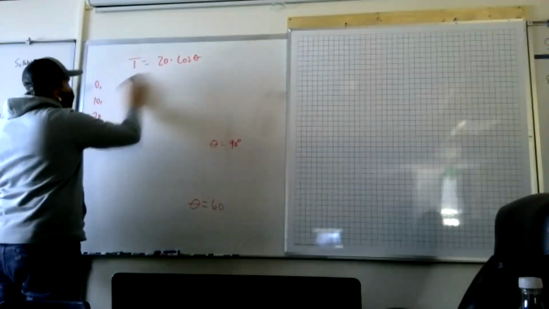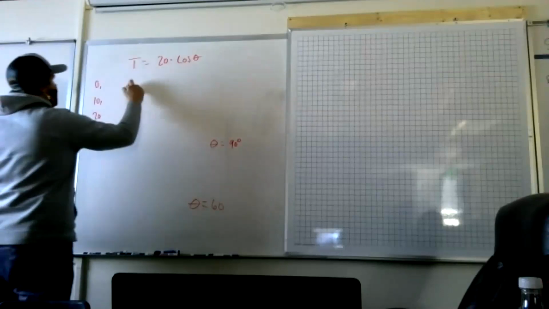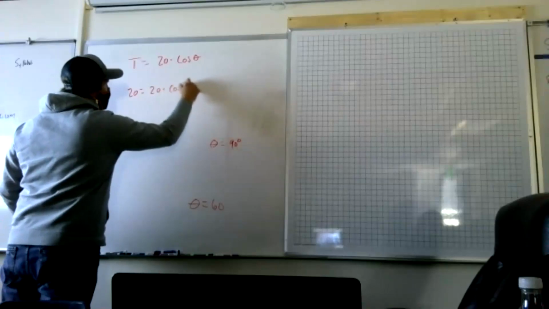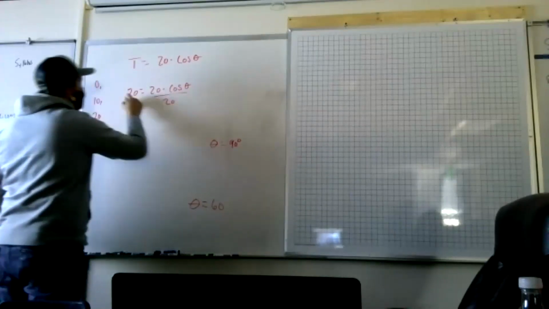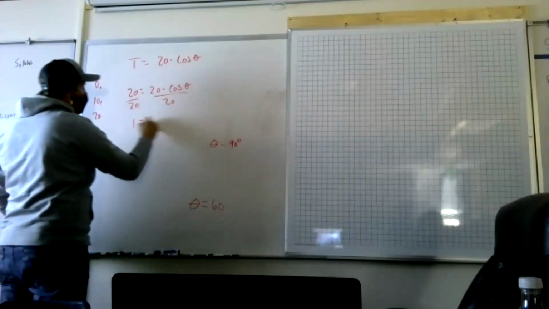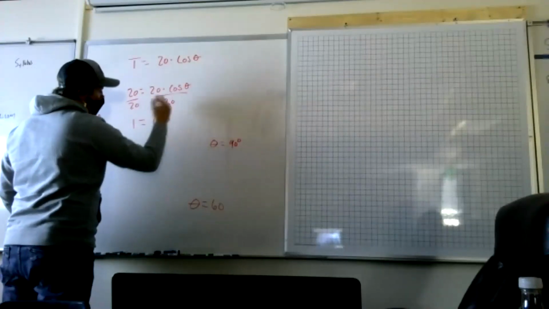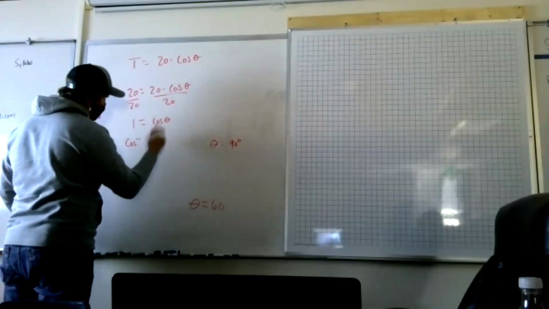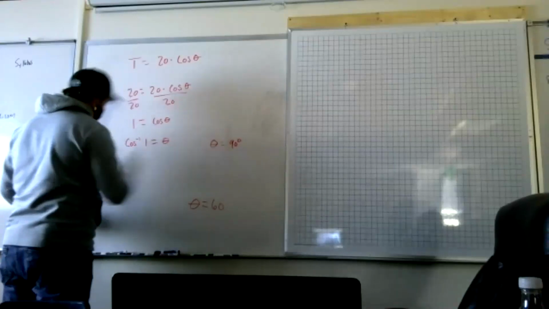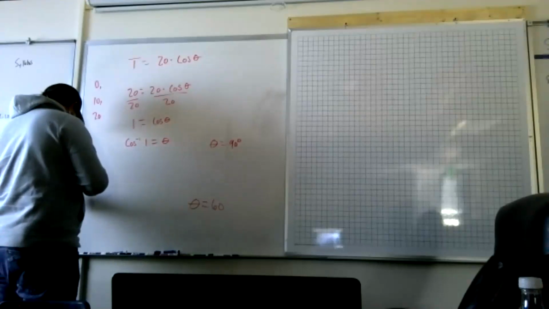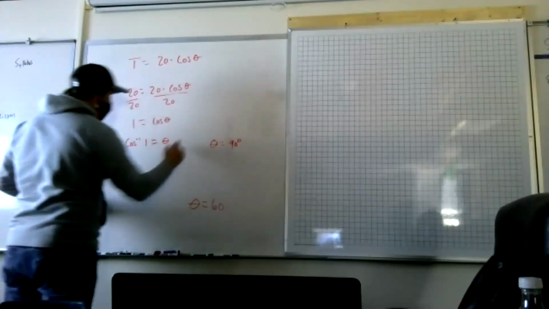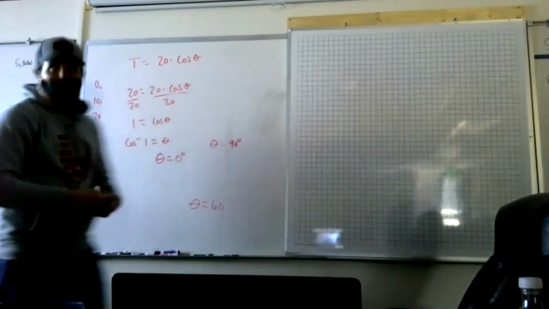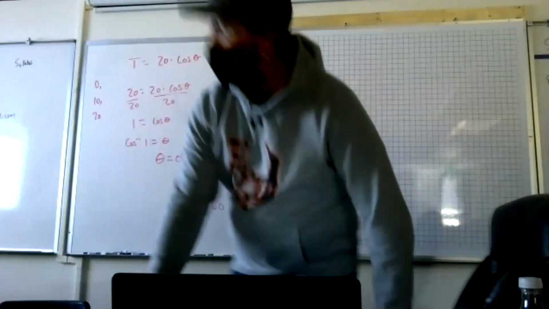Well, I still set it up the same way. I still solve it the same way. 20 is equal to 20 times the cosine of theta, divide by 20 on both sides. 20 divided by 20 is 1. Cosine of theta equals 1, so I have to take cosine inverse. The inverse cosine of 1 is equal to theta. Plug in 1, and I get that theta is equal to 0 degrees. So 90, 60, 0, which corresponds to answer D.